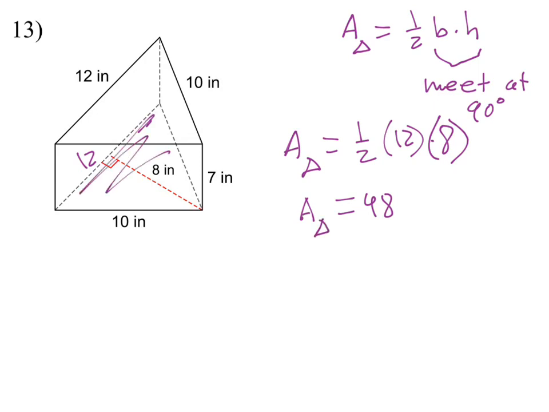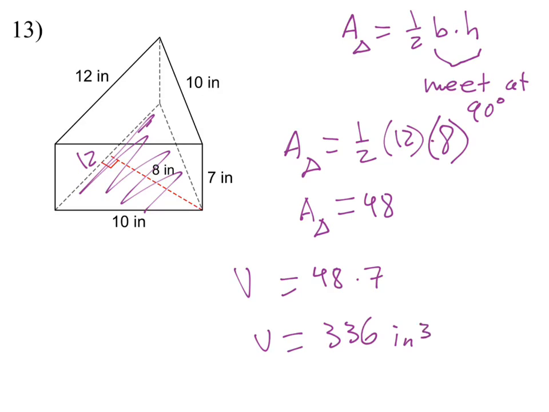But that's just the area of the bottom. We need to times by the height of this shape, which is 7. And so the volume of this is going to be 48 times 7, which I don't have memorized. All right, 48 times 7 is 336. And this is all in cubic inches. So voila, we got a volume.